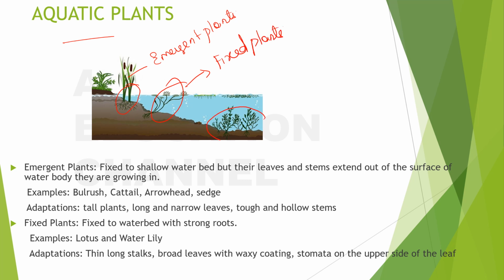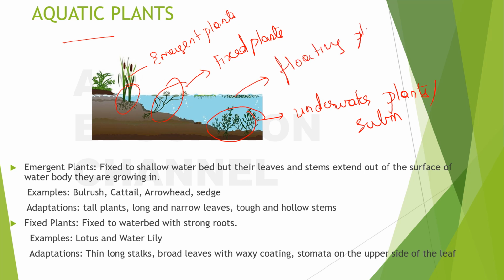And this one, underwater plants or submerged plants. What are these? Underwater plants or submerged plants, okay. And these are floating plants. What are these? Floating plants, okay. Now what are these, emergent plants, okay? How are they different from the rest of the plants?